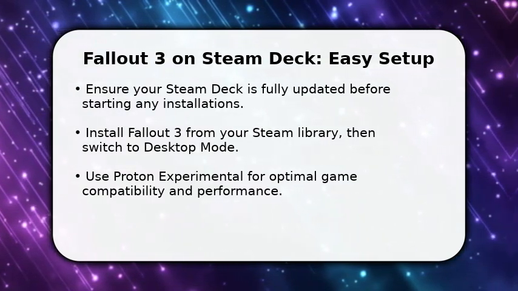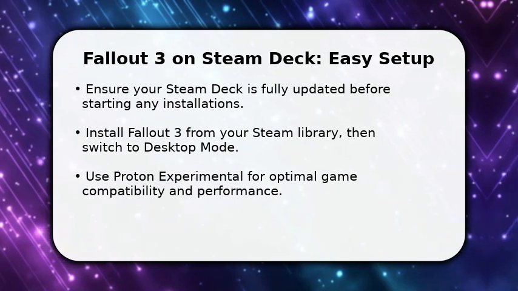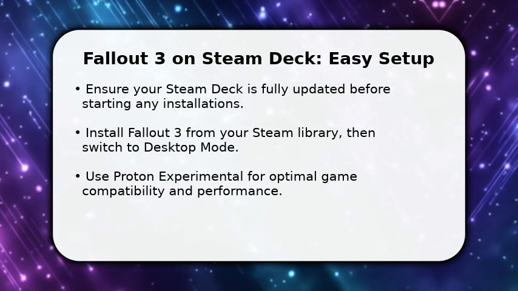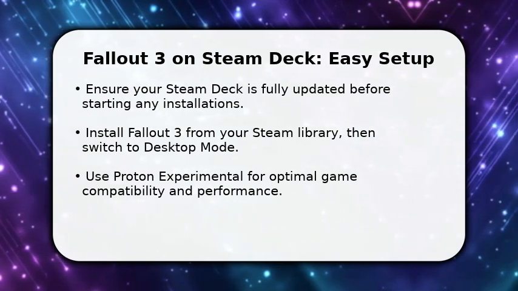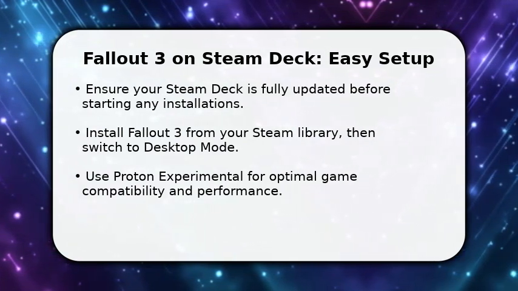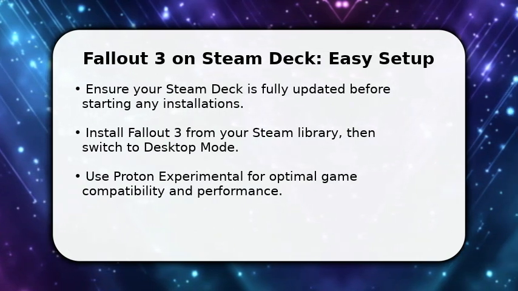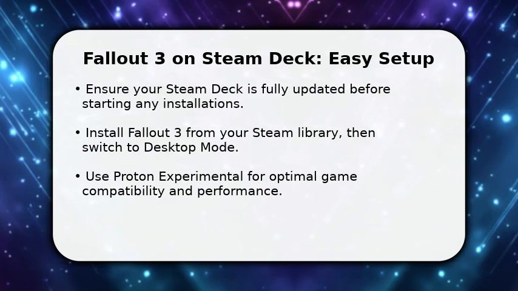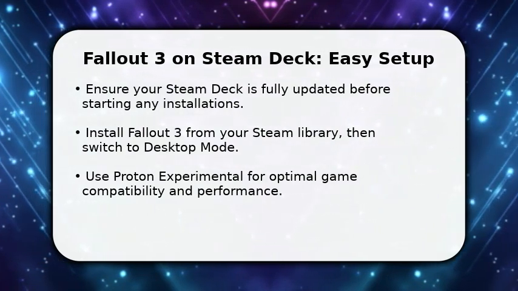First, ensure your Steam Deck is fully updated. Then, install Fallout 3 from your Steam library. Once installed, switch to desktop mode. We'll be using Proton Experimental for the best compatibility. Remember to set the in-game resolution to 1280 by 800 for a perfect fit on your Steam Deck screen.